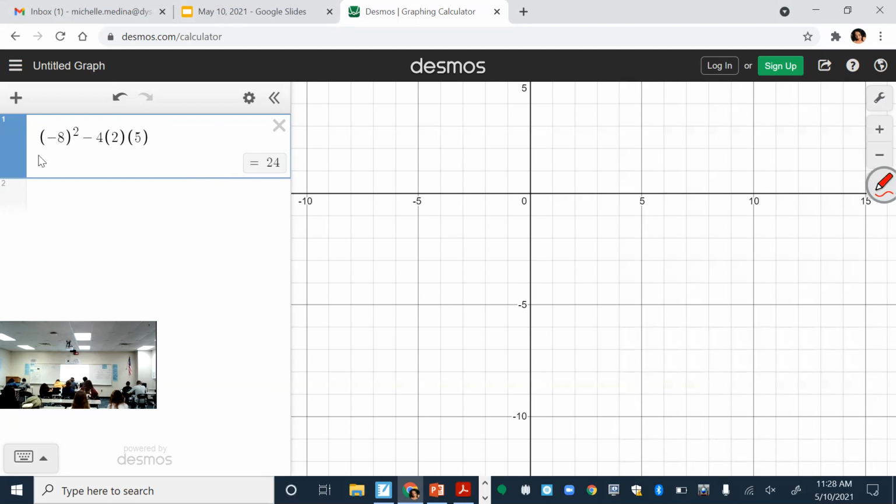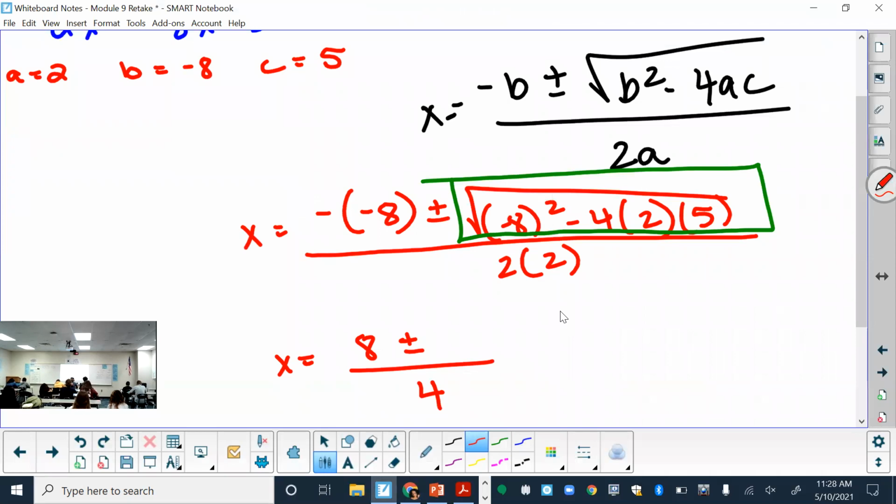So here's what you do. Go back to your paper. And I'm going to put the square root of 24, like I'm just going to put the symbols.